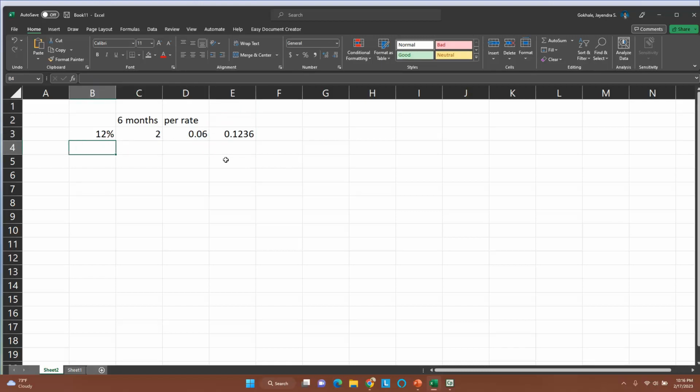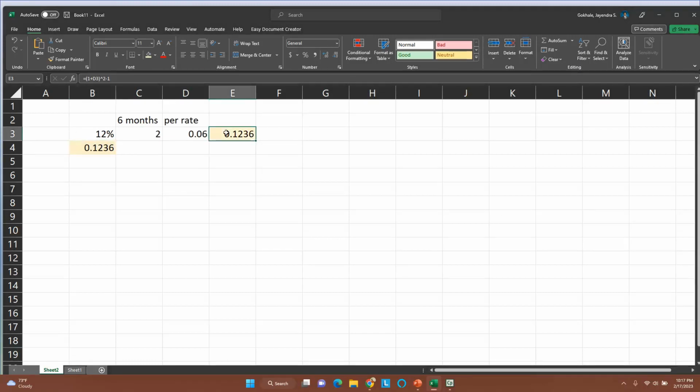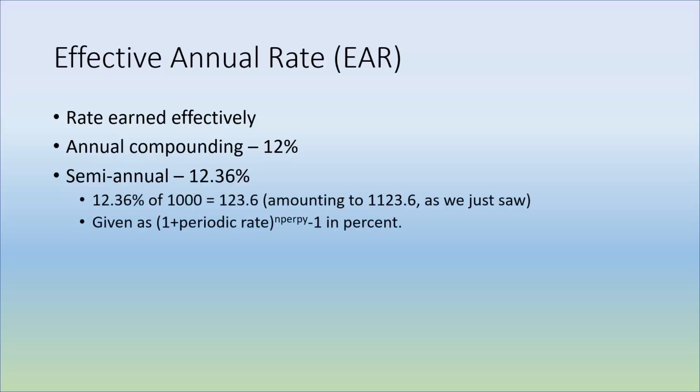But wait, we can do this in another way. There's the function called EFFECT: effect, nominal APR, and number of periods per year. So there are 2 six-month periods per year. And that's it. It's given us the same answer. This answer is the same as this answer. So 12.36% of 1000 is 123.6. So the value amounts to 1123.6 as we just saw.